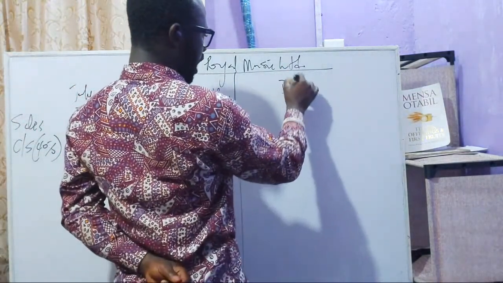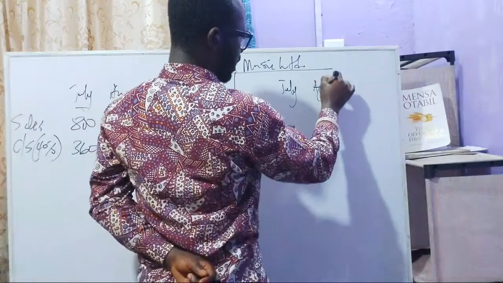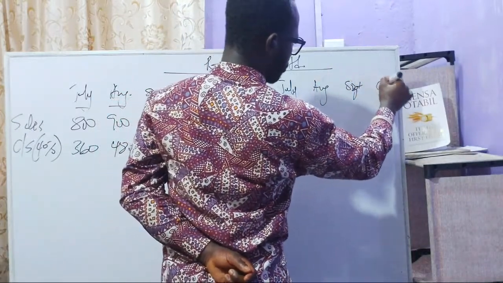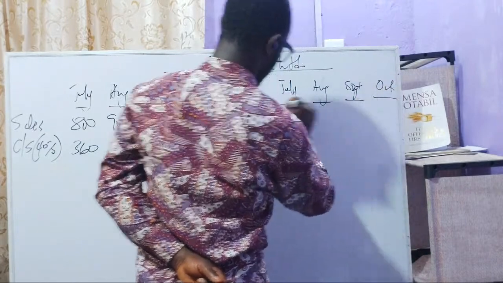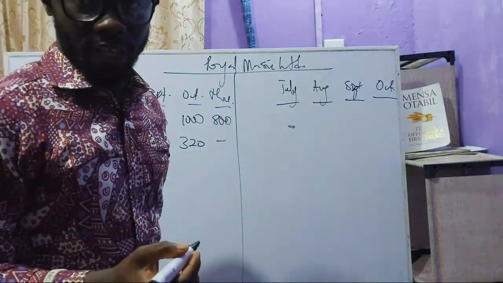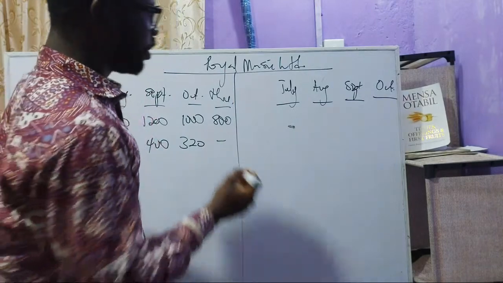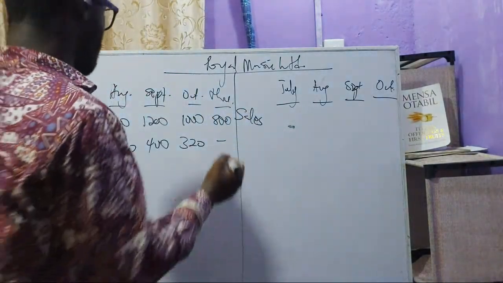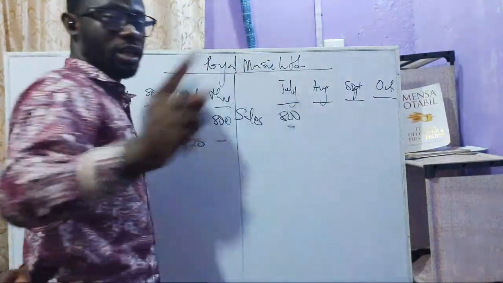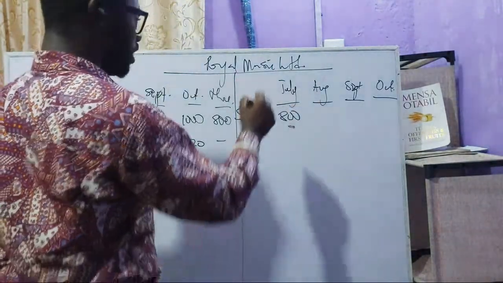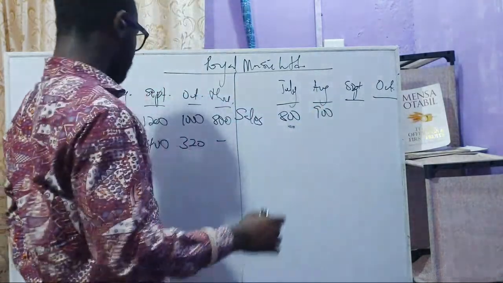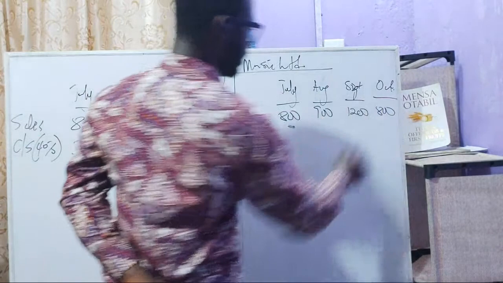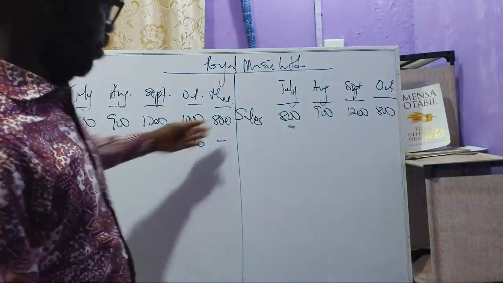So we bring July, August, September up to October. What do we bring first? We bring the sales. So the sales respectively are 800, I see some questions, I'll be replying to them in a moment, 900, 1,200, and then 800. All right, so we bring the sales.